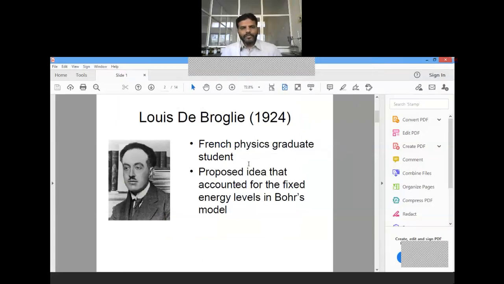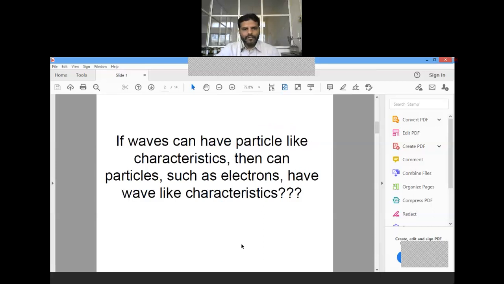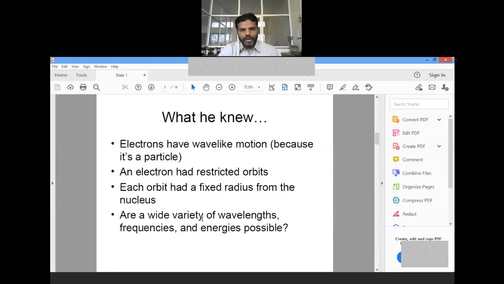Louis de Broglie was a French physicist. He proposed the idea about the dual characteristics of electron. In the year 1924, he proposed that all the microscopic particles have dual characteristics, so electron, proton, neutron, all these are also microscopic particles. So these also have dual characteristics. Now, if waves can have particle-like characteristics, a similar concept can be applicable for microscopic particles like electron, proton, neutron. So he proposed the concept of dual characteristics for electrons.